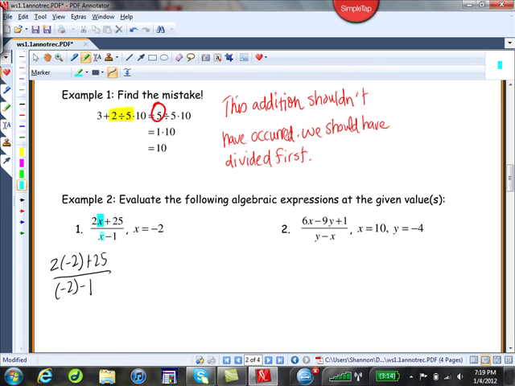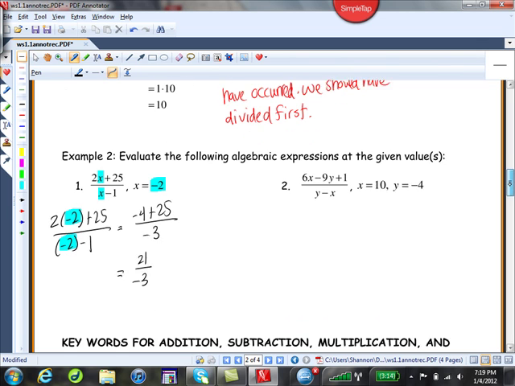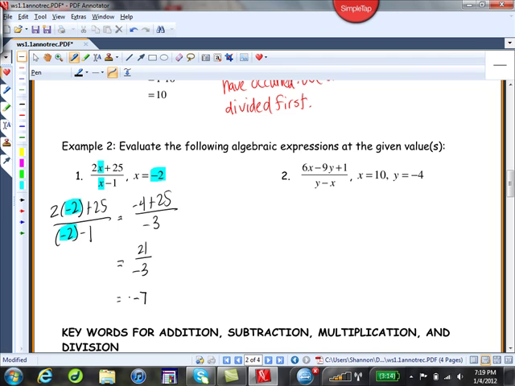So here, x is -2, so wherever there was an x, I plugged in a -2. So this will yield a result of -4 from the 2 times -2, increased by 25 all over -3, and this will be 21 divided by -3, which yields an end result of -7, and we're done. Okay, why don't you try the next one? Notice there are 2 different variables, all right? So go ahead and pause this movie and try the next one.